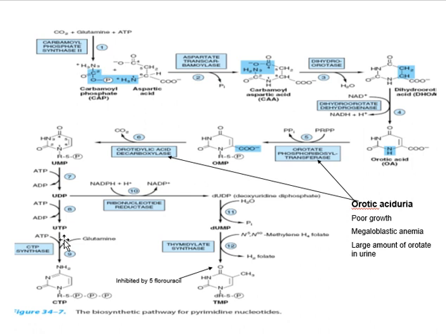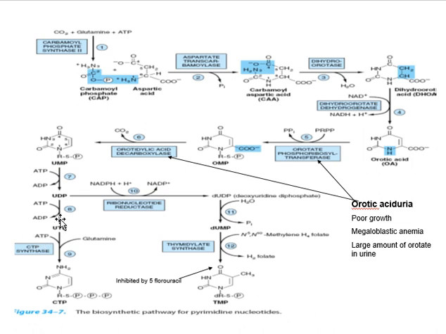Then from this UTP, the CTP is synthesized. For the synthesis of CTP, this UTP reacts with glutamine and receives its amide nitrogen. Thus, after receiving the amino group from the glutamine, this UTP is converted to CTP, and this reaction is catalyzed by the enzyme CTP synthetase, and this is an energy requiring process in which ATP is utilized. So for the synthesis of CTP, ATP is required.